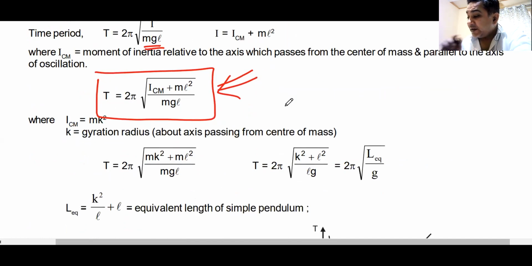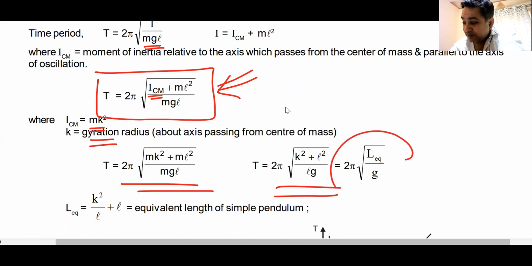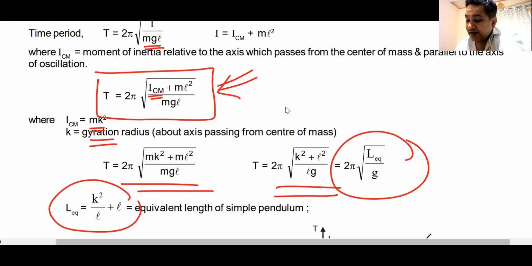In this simple formula, this I_CM can be written as MK², where K is the radius of gyration. I hope you remember this radius of gyration. So this time period can be written like this: 2π root over (MK² + ML²) divided by MgL. So now it can be written like this, and this can be written as 2π root over L equivalent by g, where L equivalent is K²/L + L. This is known as the equivalent length of a simple pendulum.